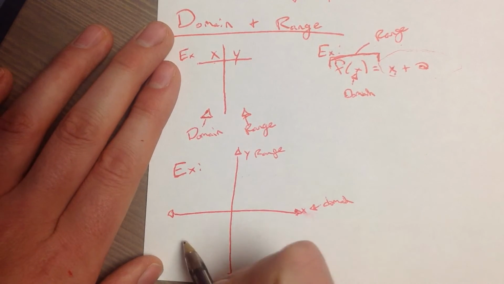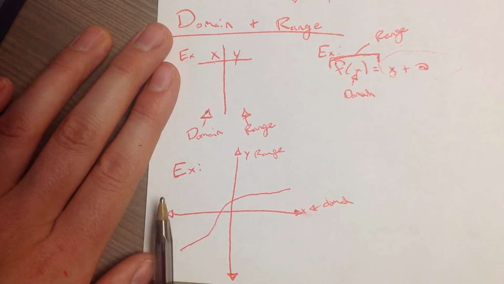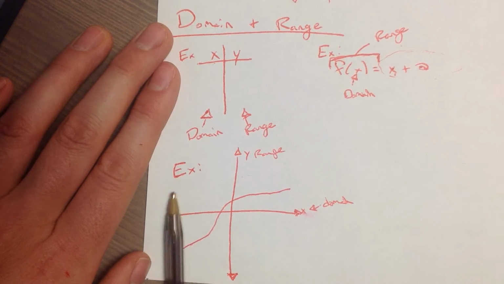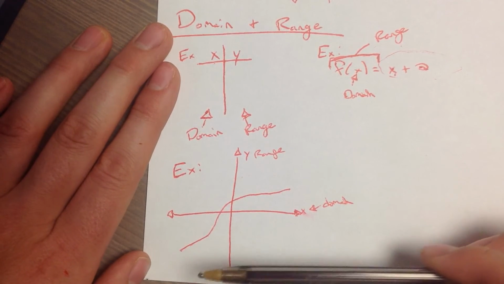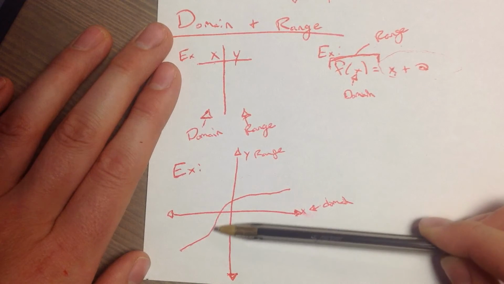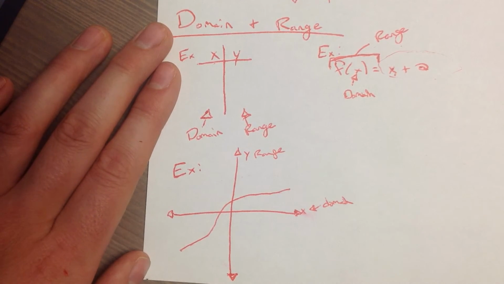So given a graph like this, I would tell the domain, hey, my function starts here and goes until here. My function starts here and goes until here in the range.